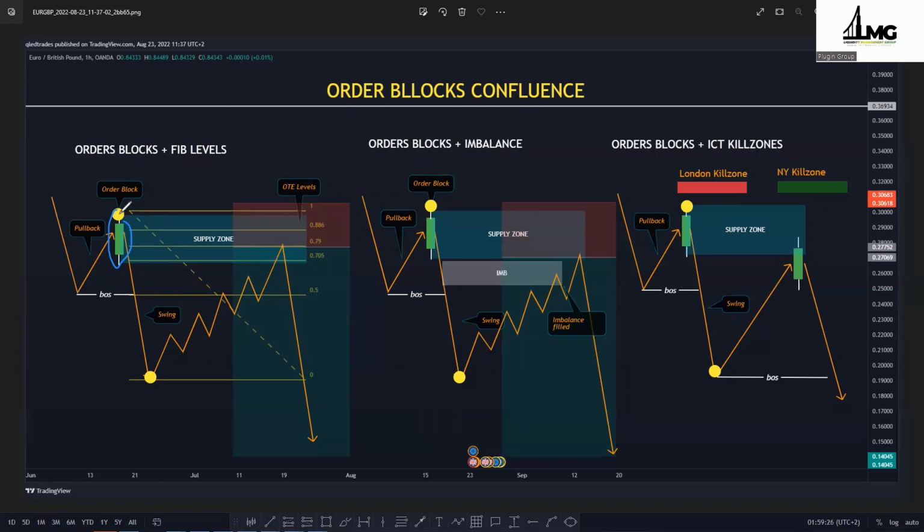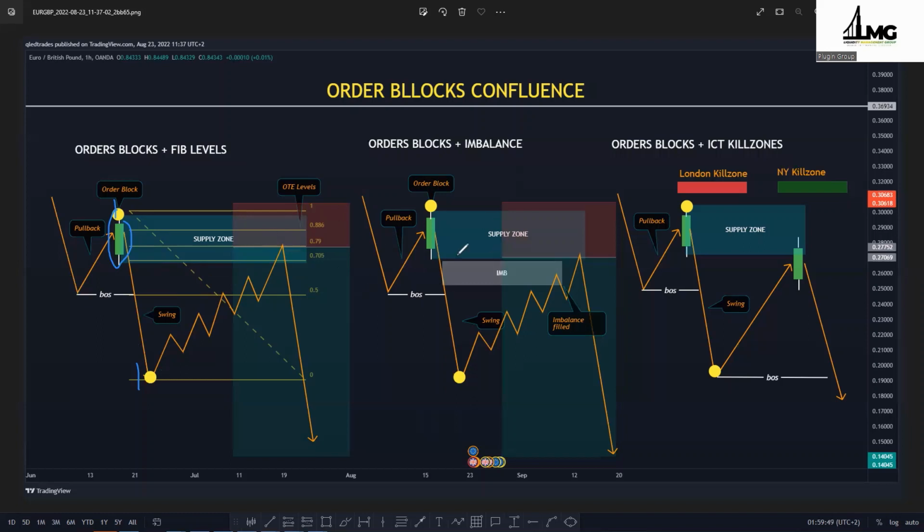I get my OTE levels between the swing high and the swing low and try to look for optimal levels, which are 70, 79, 88, and also 60 that I didn't include here, but it's something that I also look for. I look for order blocks lying within these optimal levels. That's the first confluence for my entry. And once the order block is lying within those levels, I jump on it straight up.